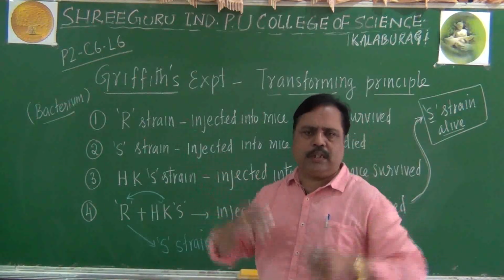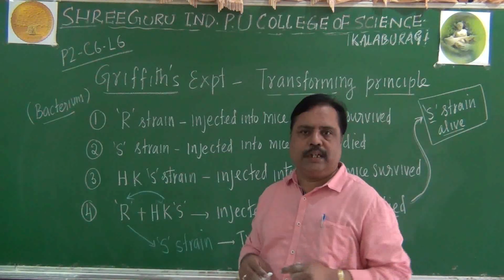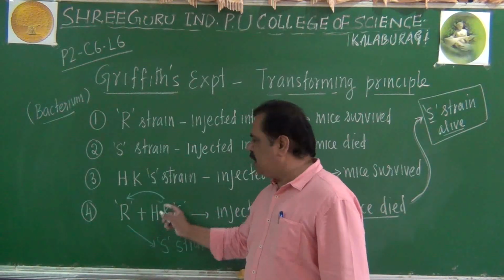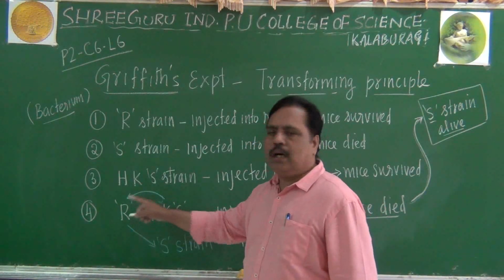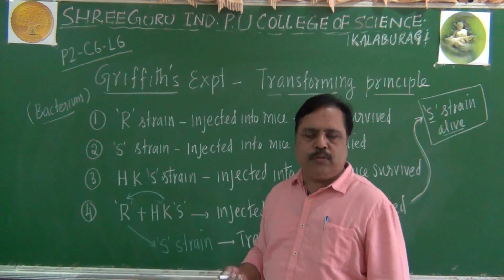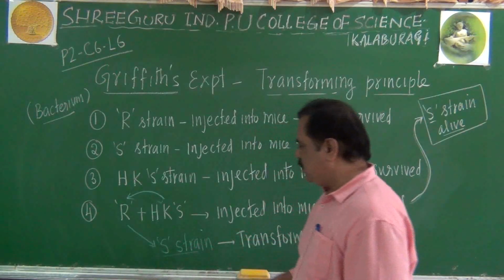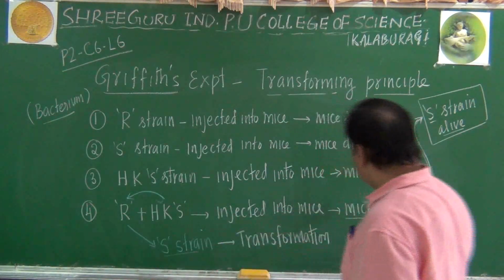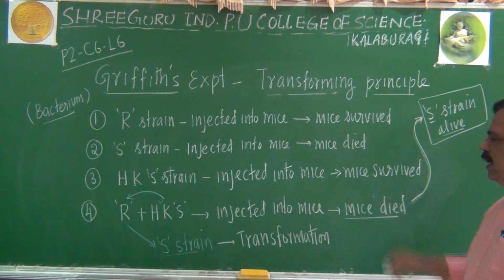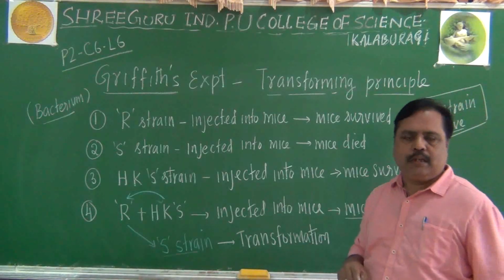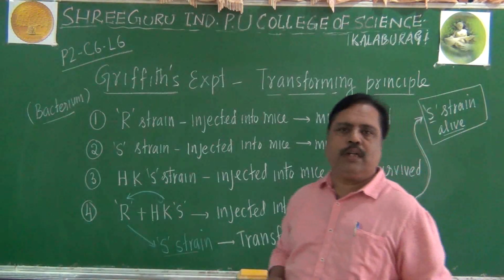Some transformation, mentally it could happen, physically it could happen. Something like that. Transformation has happened into the R type. So what happened due to the transformation? R type has become S type. It has become virulent. It caused disease. Mice died due to that disease. So that R type only has become the S type because of a process called what?